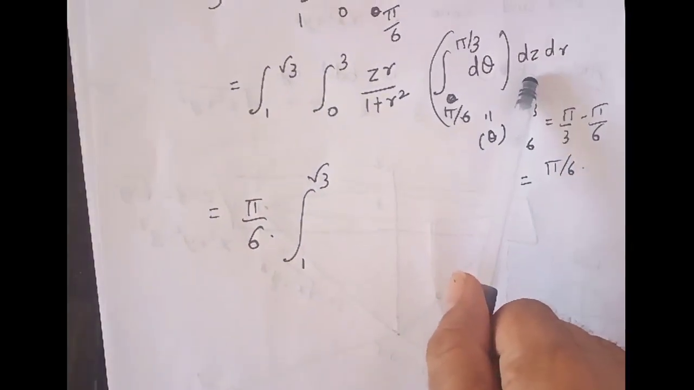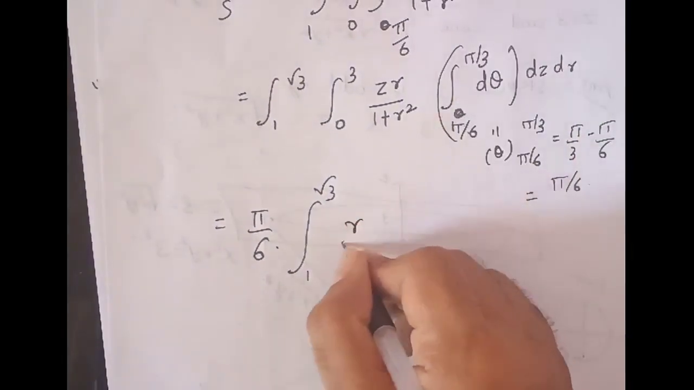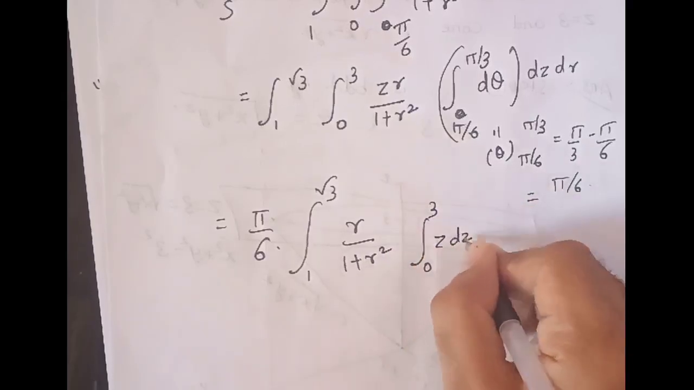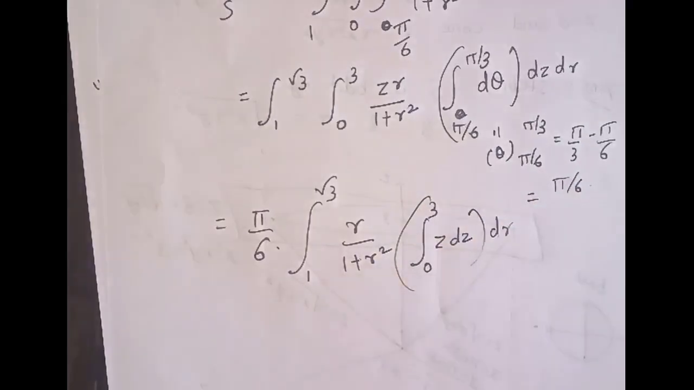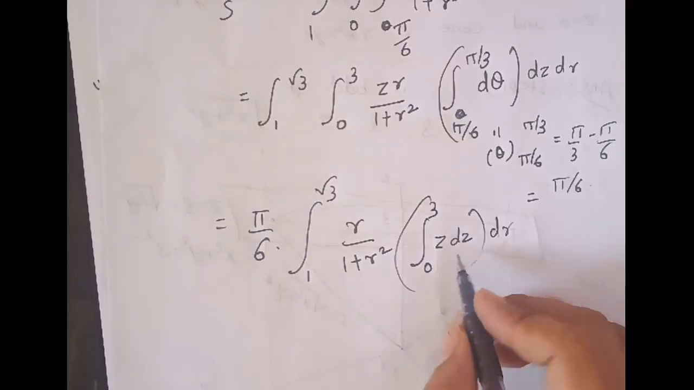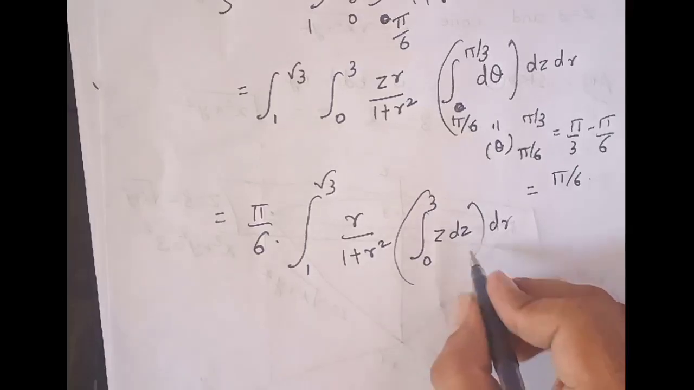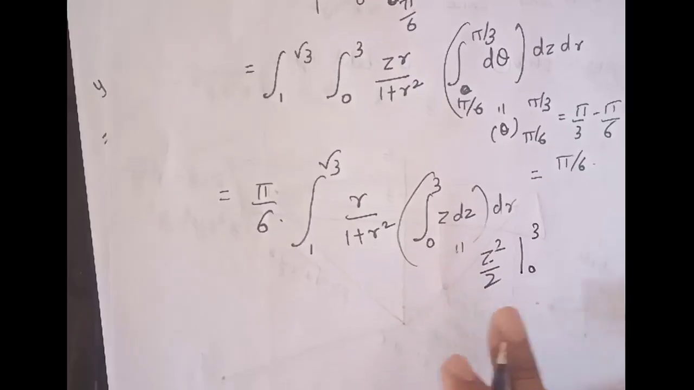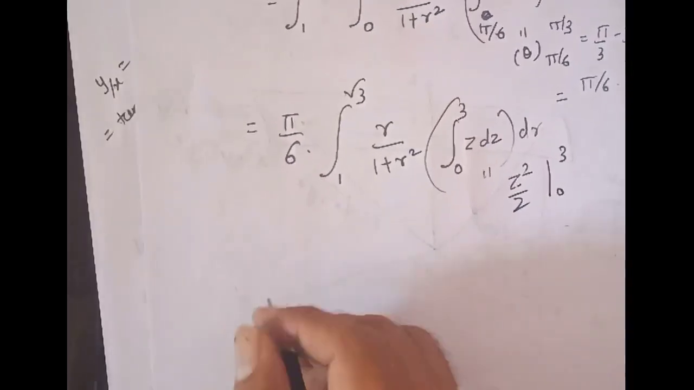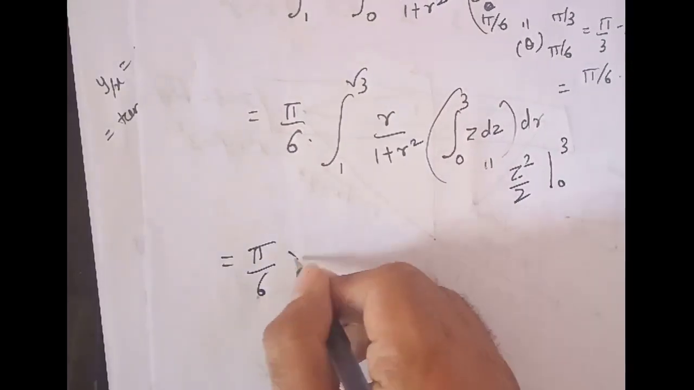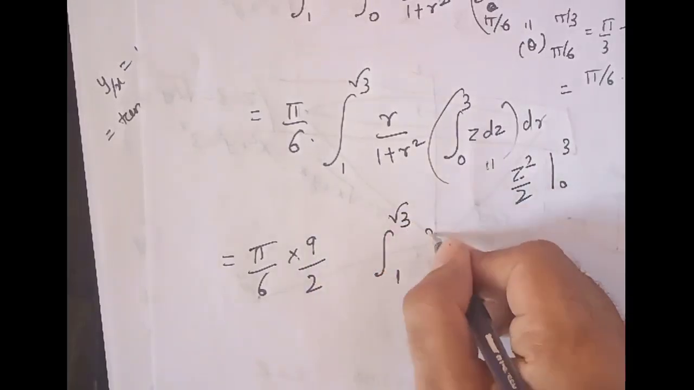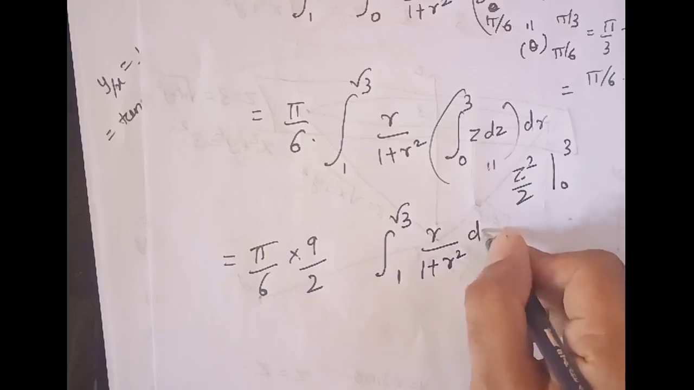Next integration is with respect to z, so r is constant, and 0 to 3 z dz dr. Alright, so we can see that this integration will be equal to z square by 2 from 0 to 3, or simply 9 by 2, right? So that also I take out, so pi by 6 into 9 by 2, integration 1 to square root of 3, r upon 1 plus r square dr.